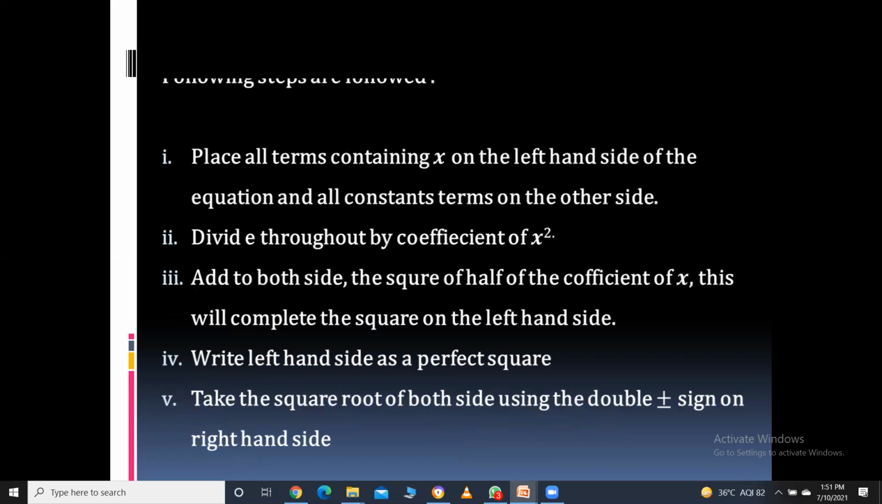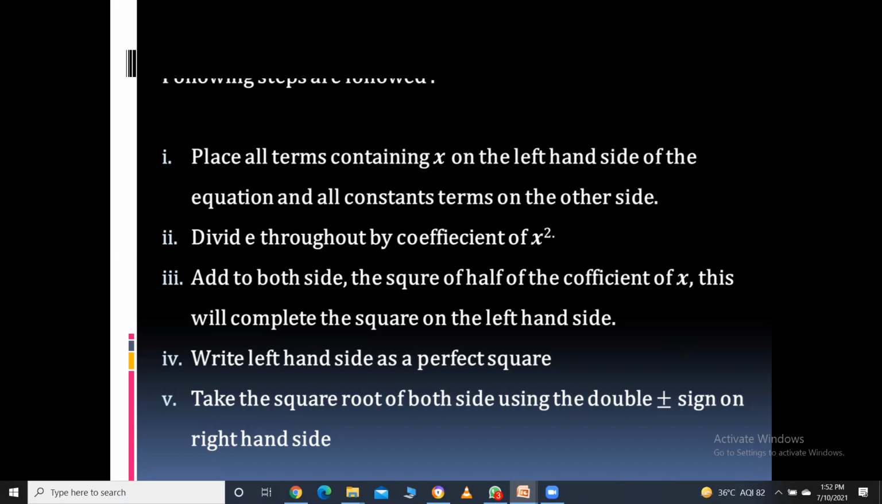Now, solving the quadratic equation by the method of completing the square, we have to follow the following steps. First, place all the terms containing x on the left hand side of the equation and all the constant terms on the other side. Second step, divide throughout by the coefficient of x square. In the third step, add to both sides the square of half of the coefficient of x, and this will complete the square on the left hand side of the equation.